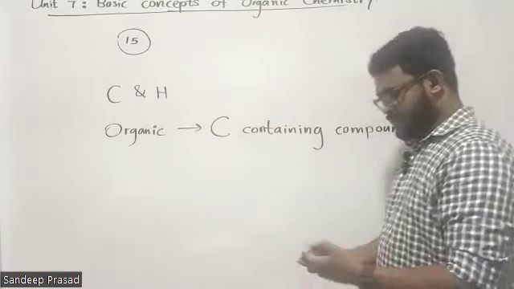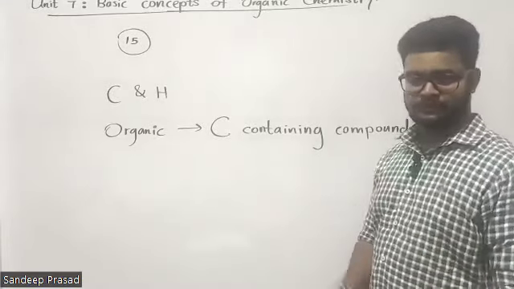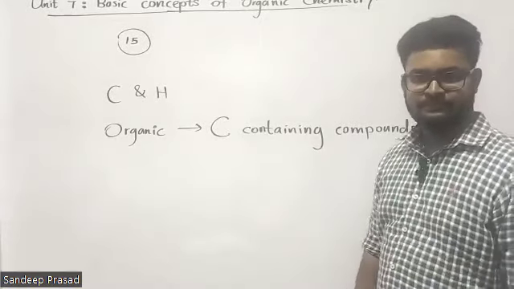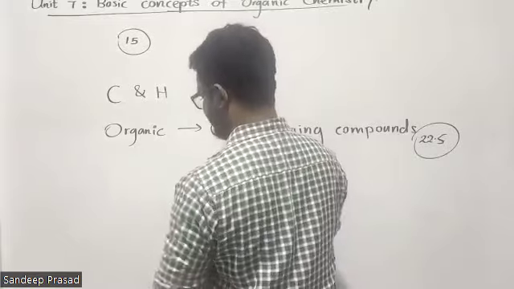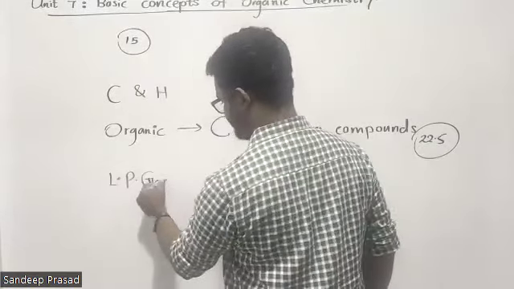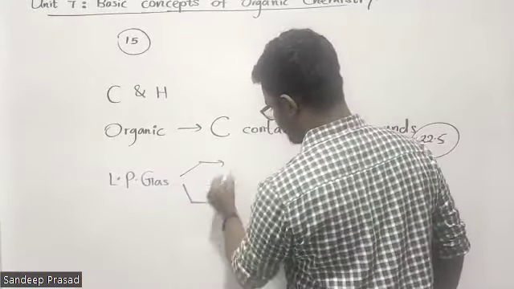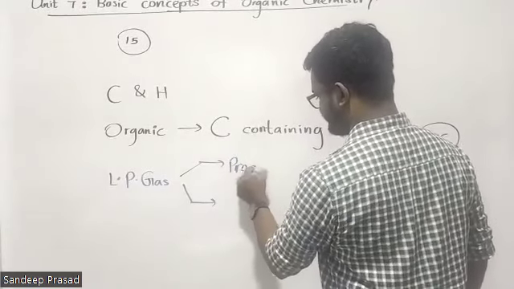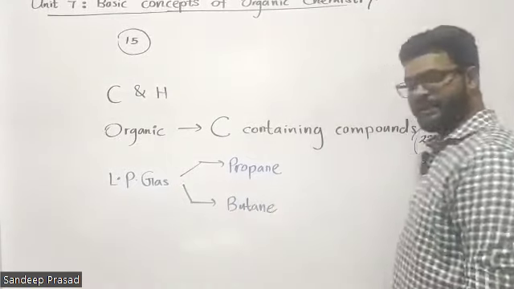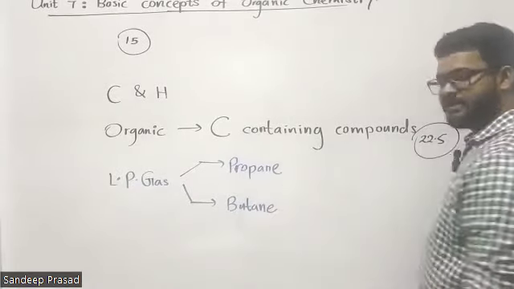Right. Okay. So remember, we are exposed to organic compounds in our day-to-day life. For example, when you go to the kitchen, you can see the gas cylinder. In the gas cylinder, we know that it contains LP gas, liquid petroleum gas. The liquid petroleum gas contains a mixture of propane and butane, right? Propane and butane, both of them are carbon containing compounds.